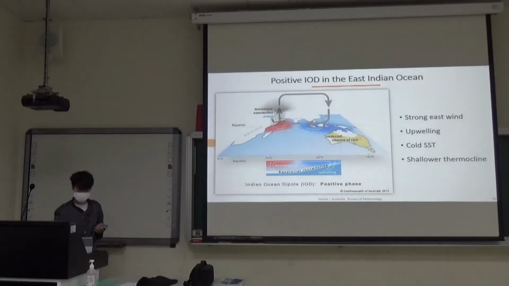During the positive IOD, the weakening of westerly wind causes upwelling in the eastern part of the Indian Ocean, and this results in a colder SST and a shallow thermocline. At this time, the weather system is divergent, so there is not much rain.